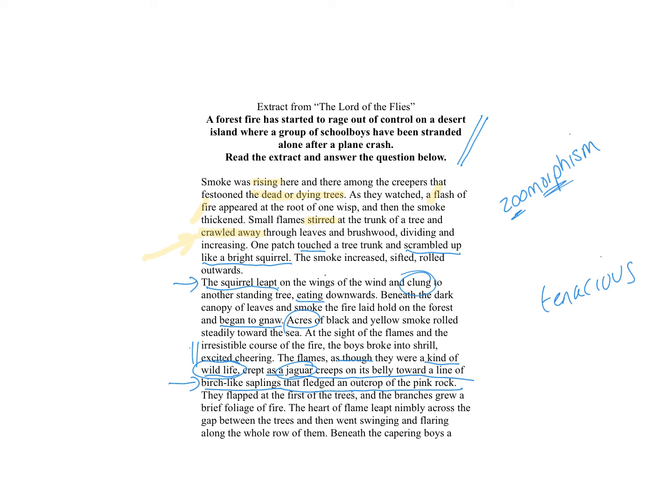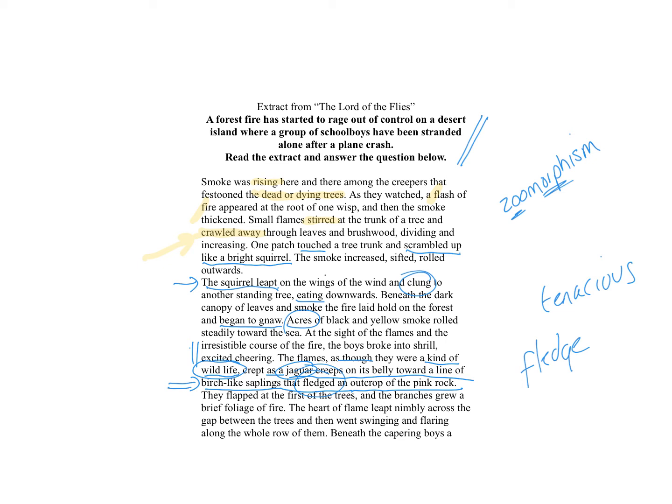So we have this fire jaguar hunting the young trees. Anything that is youthful has connotations of innocence and vulnerability. That's emphasised by the idea of fledge. If something fledges, it is just about to start out in the wide world by itself. It's a word that we take from birds.